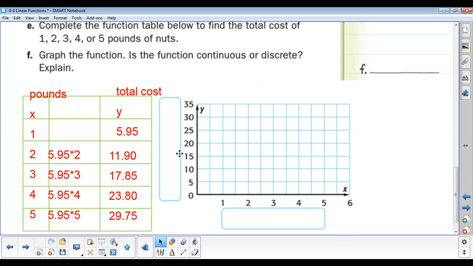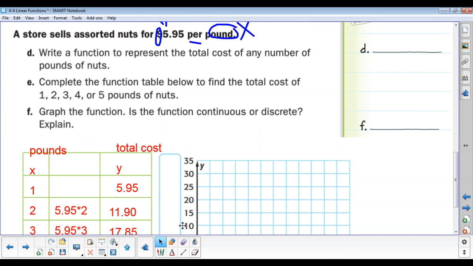While I was doing that, did you guys figure out what our function was, what our pattern is? Hopefully we see that every single time we're multiplying by 5.95. And what are the numbers that we're multiplying 5.95 with? Oh, our x. So let's go ahead and say that y is equal to 5.95 times x, or the total cost is equal to $5.95 times the number of pounds of nuts.